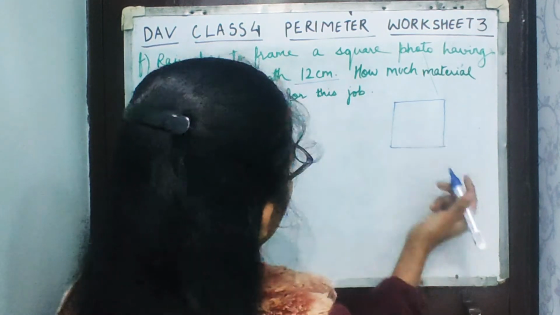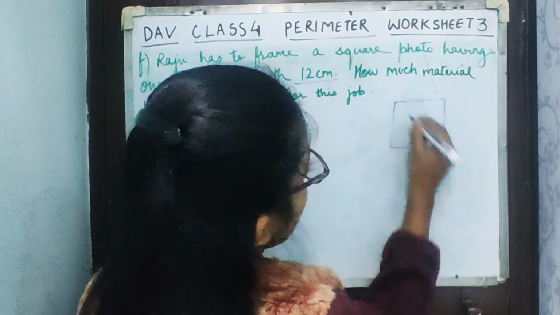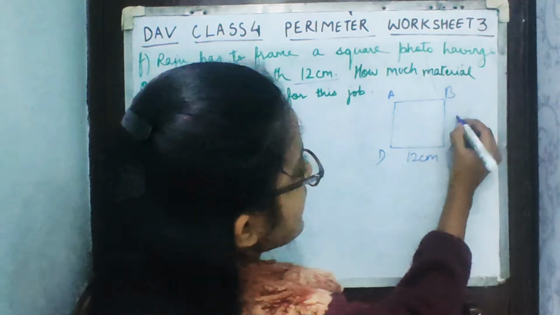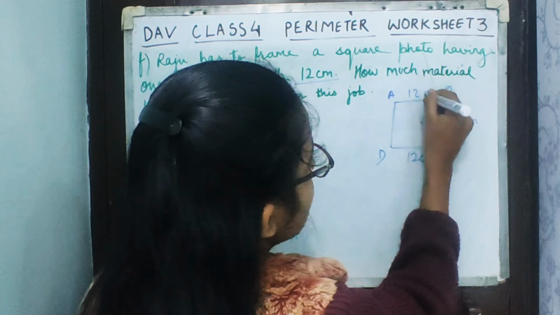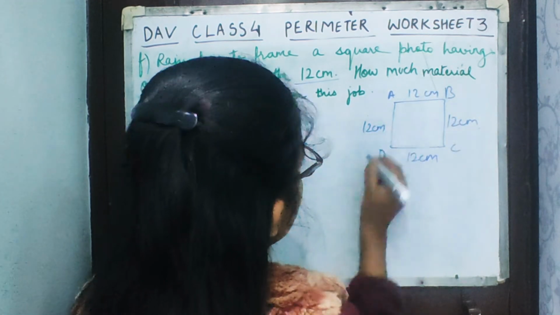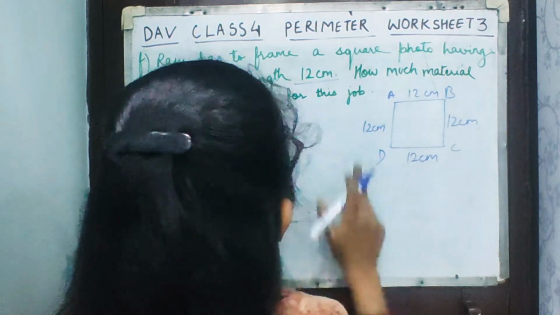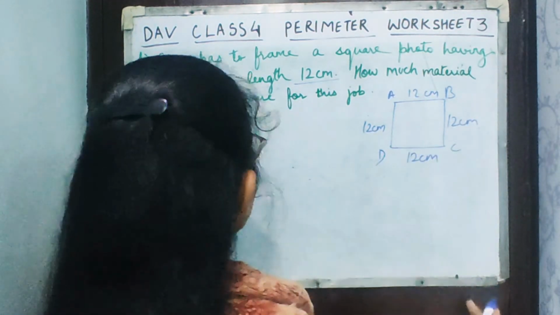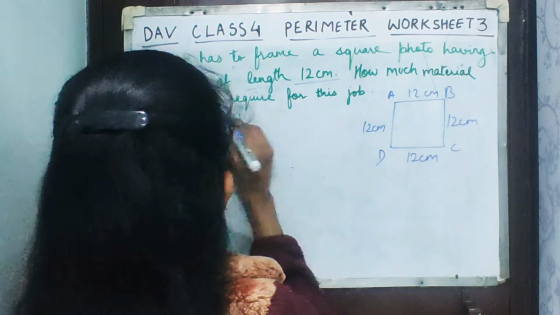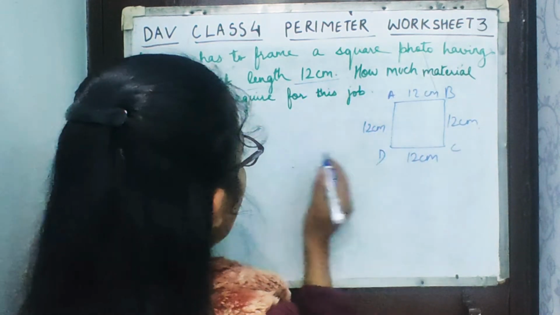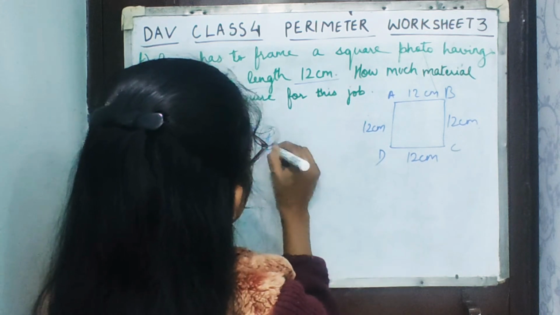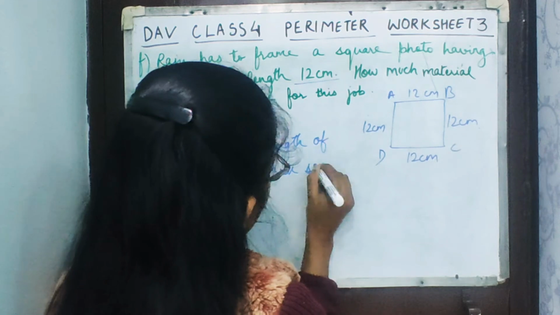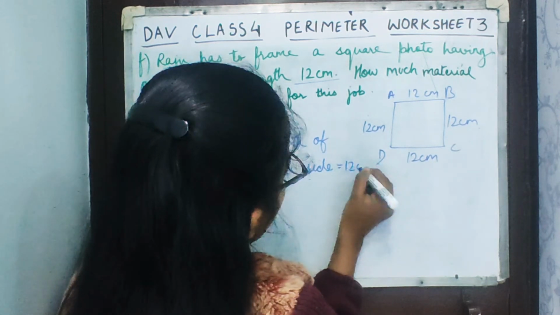Then length of one side is 12 centimeter. In a square, all the sides are equal. That means all the sides are 12 centimeter, 12 centimeter and 12 centimeter. How much material will Raju require for this job? So we have to tell in total how much material Raju will require. So first of all, let's write: length of each side is equal to 12 centimeters.